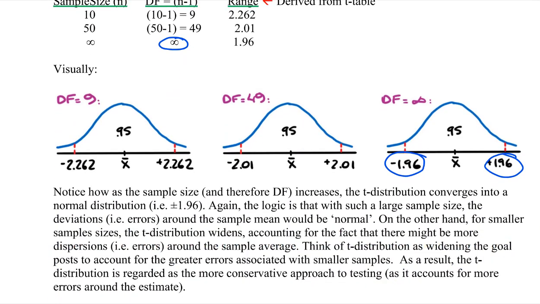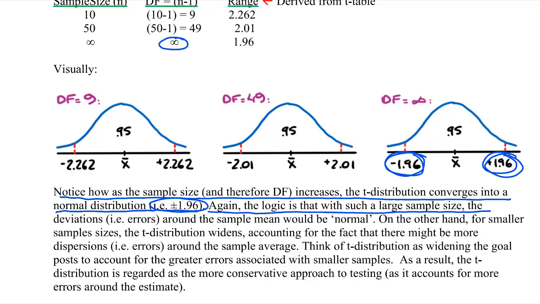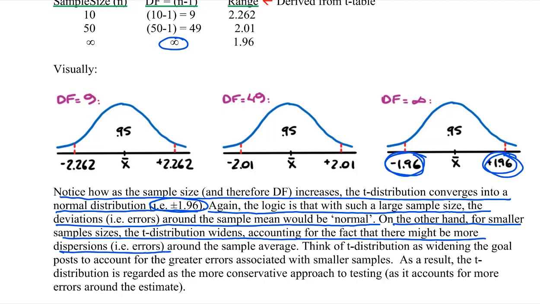So what's the logic here? Notice how as the sample size and therefore degrees of freedom increases, the t-distribution converges into normal distribution. In other words, the critical value becomes 1.96. And again, the logic is that with such a large sample size, the deviations or the errors around the sample mean would be normal. On the other hand, for smaller sample sizes, the t-distribution widens, accounting for the fact that there might be more dispersion, i.e. errors around the sample average.